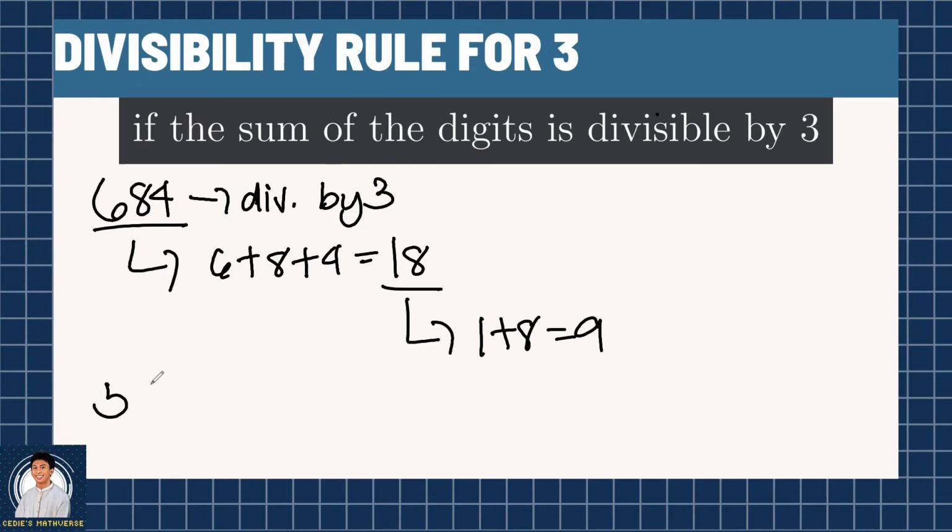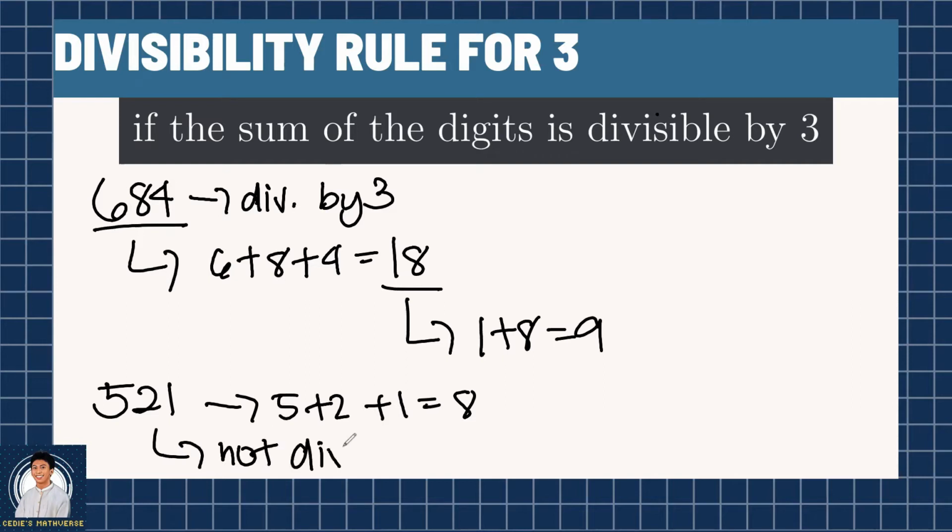However, 521 has a digital sum of 5 plus 2 plus 1 equals 8, which is not divisible by 3. This means that 521 is not divisible by 3.